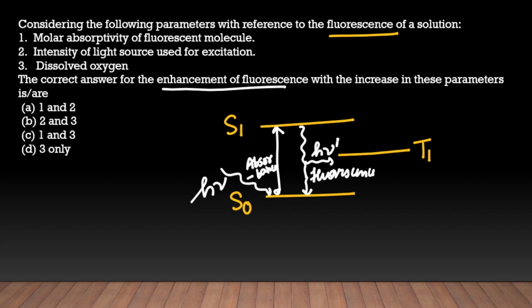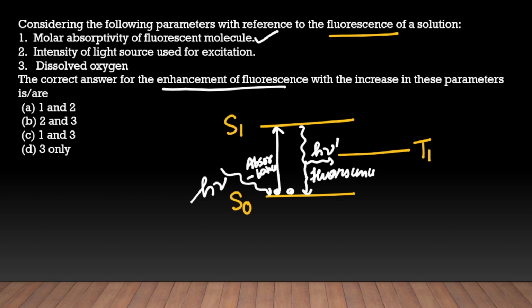Right? So the first one says the molar absorptivity of the fluorescent molecule. So this is true. Suppose this is one molecule and the other molecule you are having, their molar absorptivities are different. So fluorescence will be dependent upon their molar absorptivity, that is their epsilon values, right? So this statement is true.